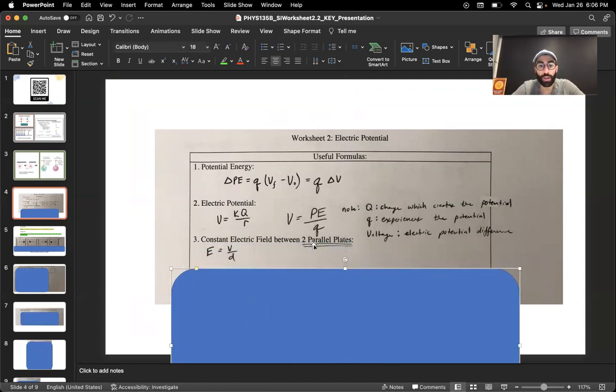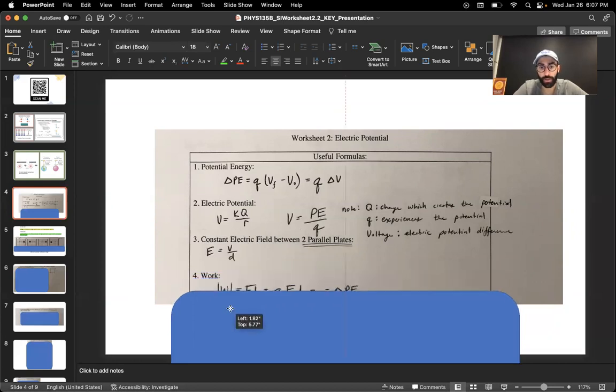This is a unique equation per the specific terminology: constant electric field between two parallel plates. Within that condition, it's one you're going to see often. Sorry, helicopter going over. It's similar to an example we did today in class, unless you have Thursday class. So keep this in mind when you see constant electric field between two parallel plates. That means you can apply this equation, and we'll do that later on. And then finally, work.